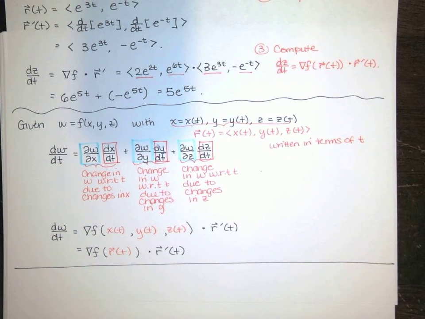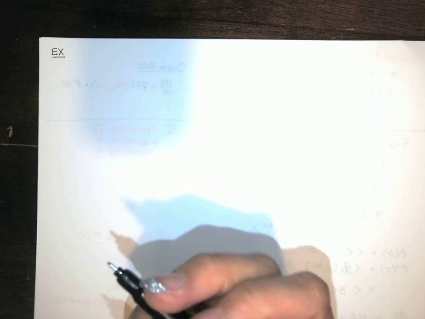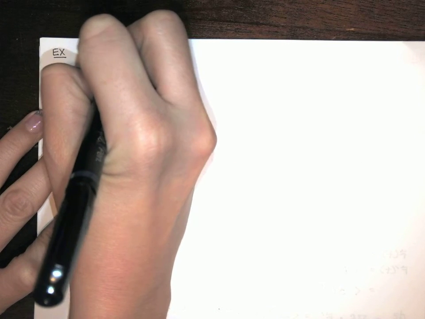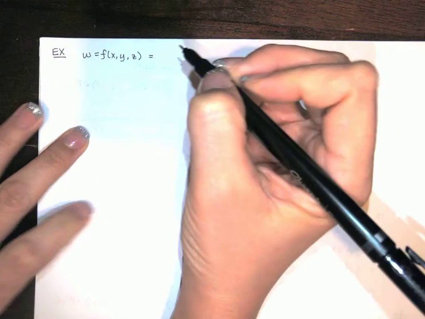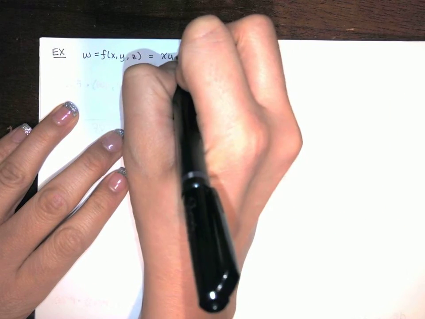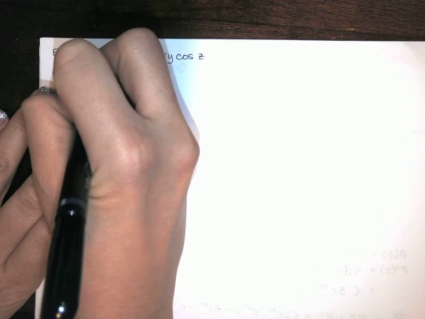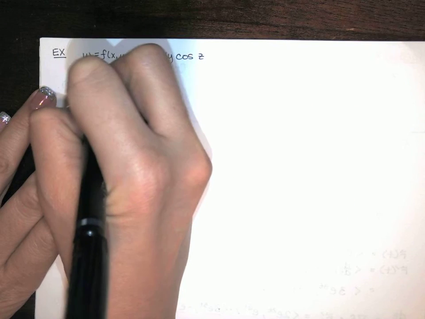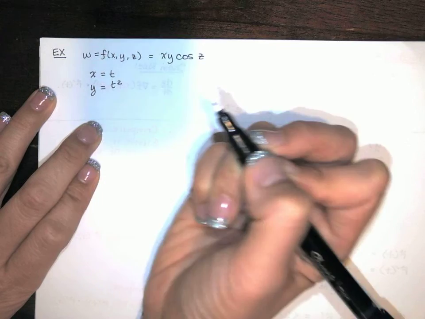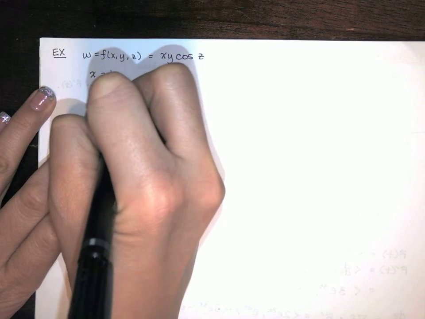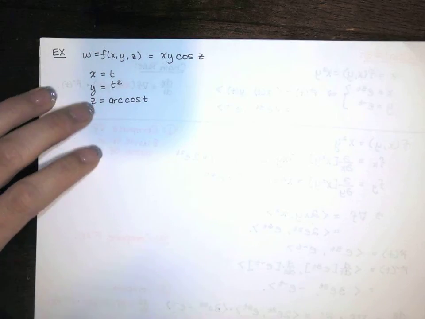Let's look at an example of this. Just a simple example. So let's say w is this function of three variables. Let's make it x times y times cosine of z. And maybe x is t, y is t squared, and z is the arc cosine of t.